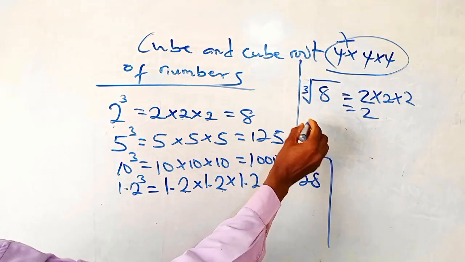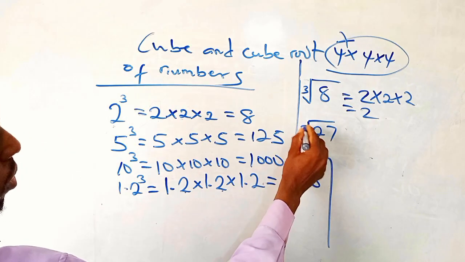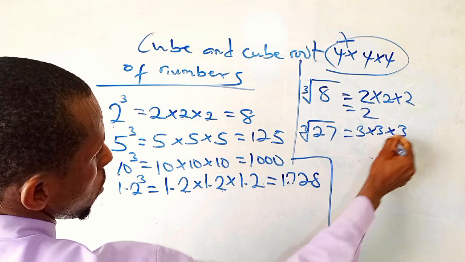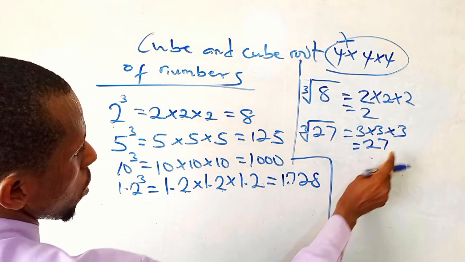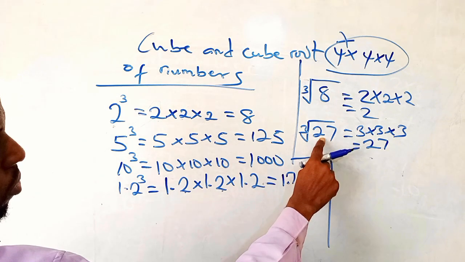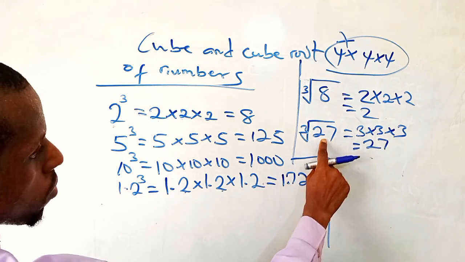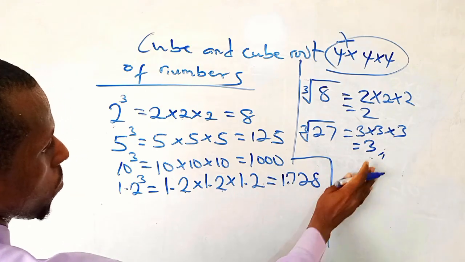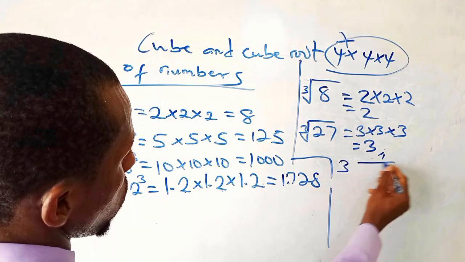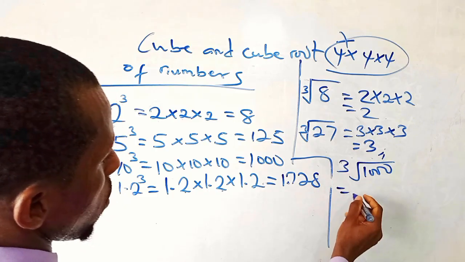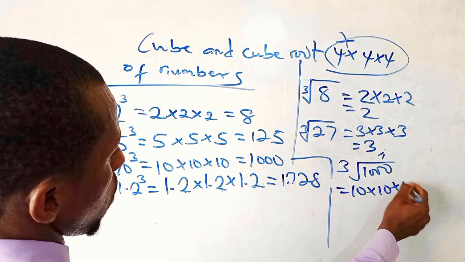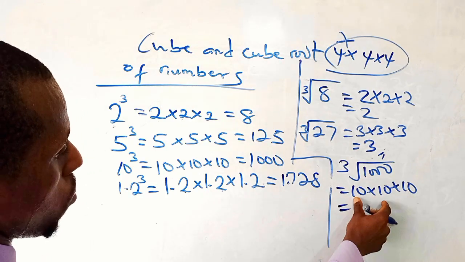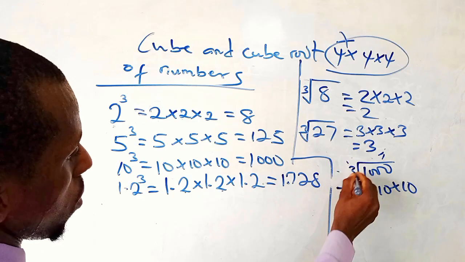For the cube root of 27, I have 3 times 3 times 3, which gives 27. This is the only factor of 27 I can multiply together to give me 27. So the cube root of 27 is 3. Looking for the cube root of 1000, I can easily say 10 times 10 times 10, which gives me 1000. So the cube root of 1000 is 10.